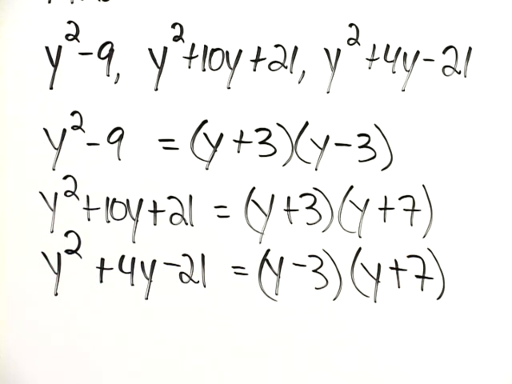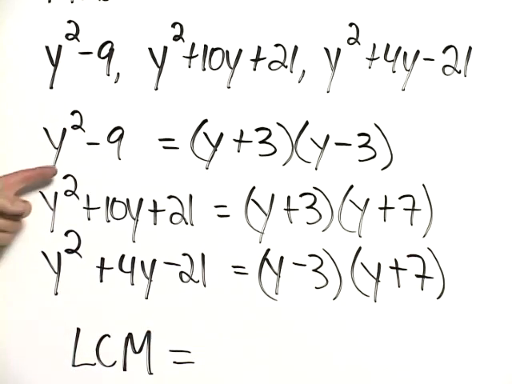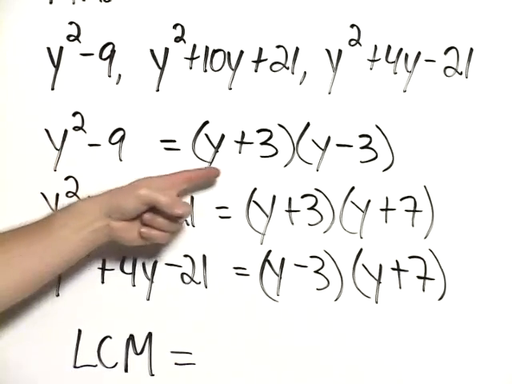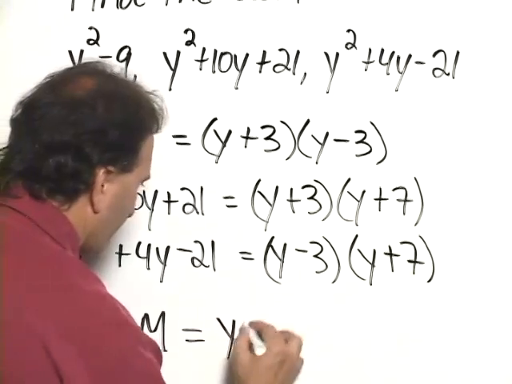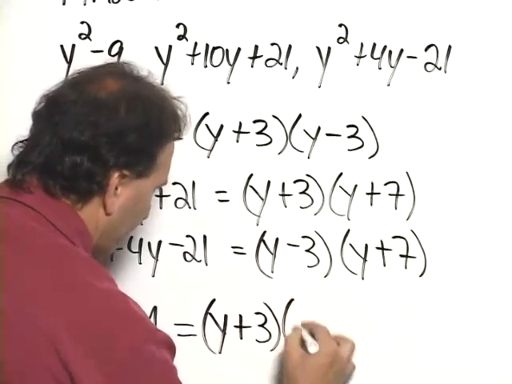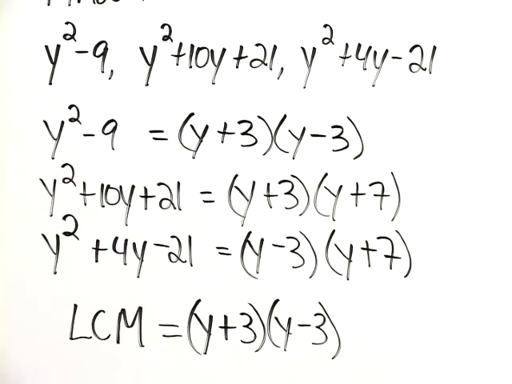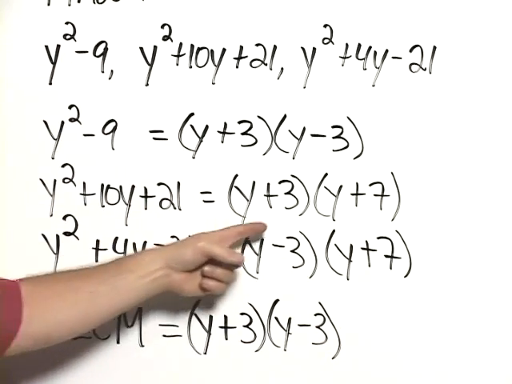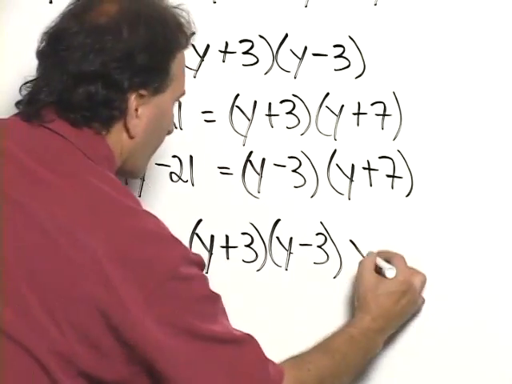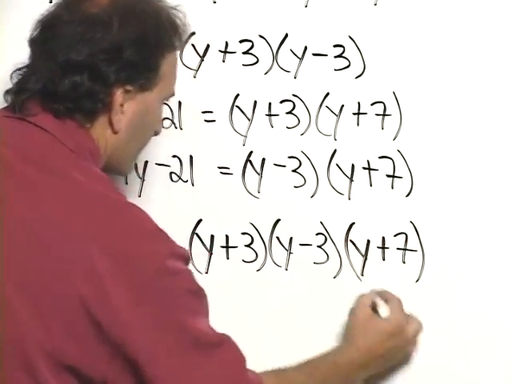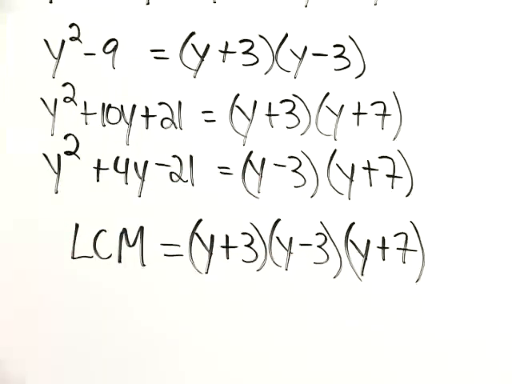So now to create the LCM, we can start with this particular expression, y plus 3 times y minus 3, and then look to see what other factors are missing. So we move to the next expression. We have the y plus 3. We need the y plus 7. Moving to the third expression, we have the y minus 3. We have the y plus 7.